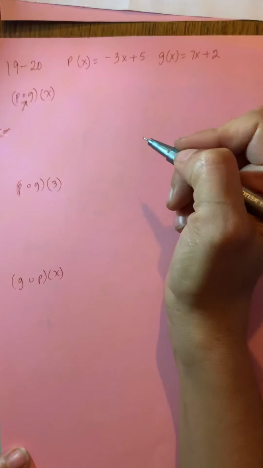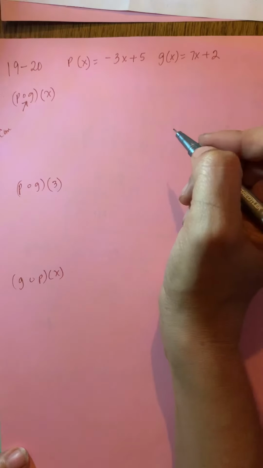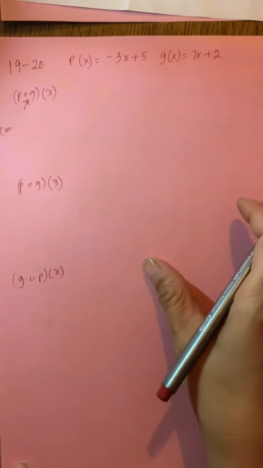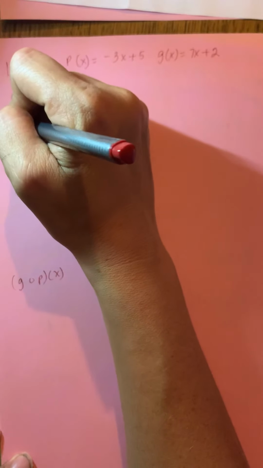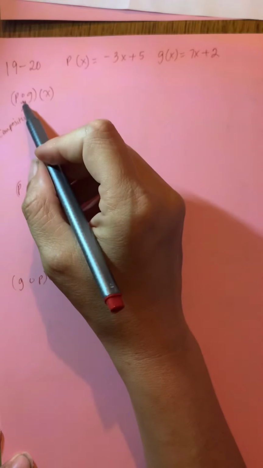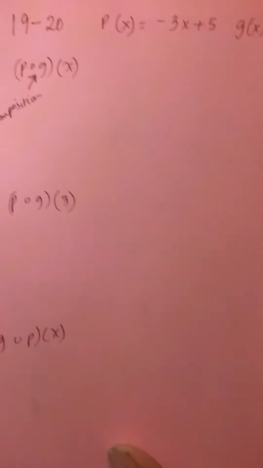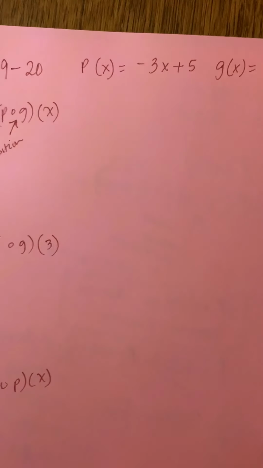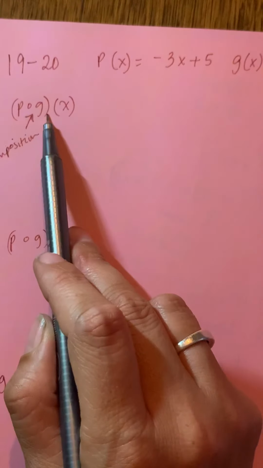Hey guys, we're going to look at problems 19 through 20 on review 2. This is dealing with composition. The reason I know it's composition is because of the little open circle. Let's see if I can zoom in. It seems like it's having a hard time focusing whenever I have it zoomed out. So this is composition P of G of X.